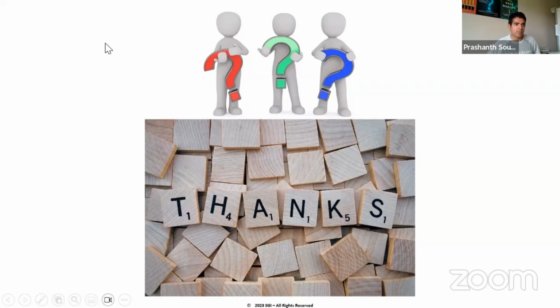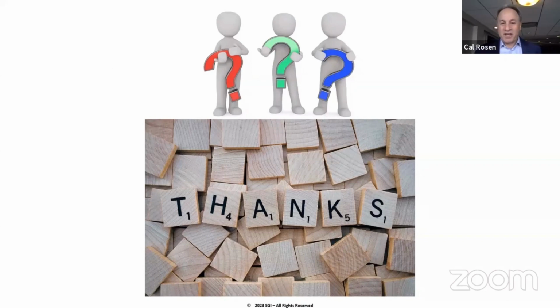The first one is from Stefan, who is asking: what's the difference between an organizational model and the operating model? I have seen these two terms used interchangeably. Do you want to take it, Cal? Sure. Thank you for the question. That's a great question.